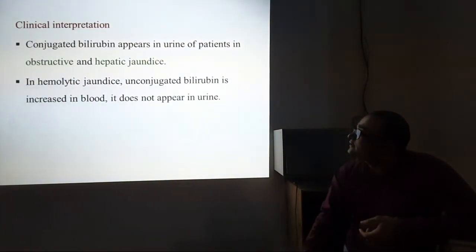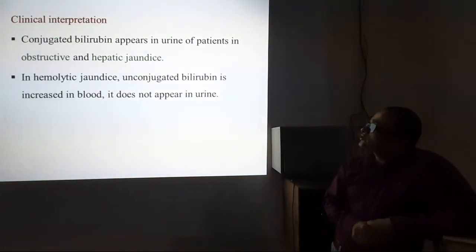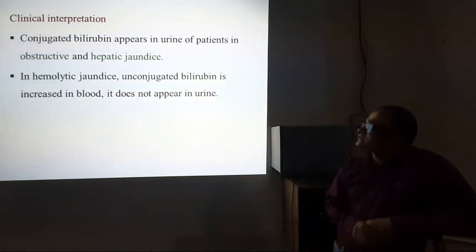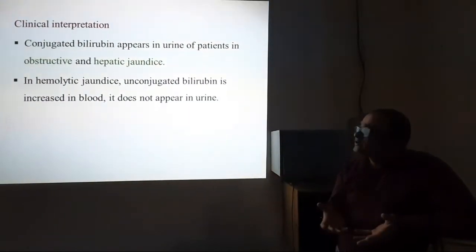Then, what is the clinical interpretation? Conjugated bilirubin appears in the urine in patients of obstructive and hepatic jaundice, not in hemolytic jaundice, because in hemolytic jaundice it is the unconjugated form.